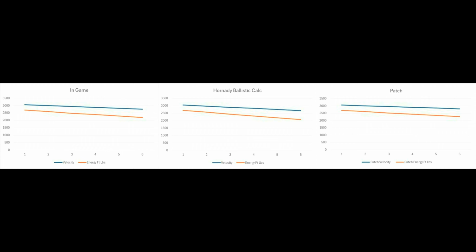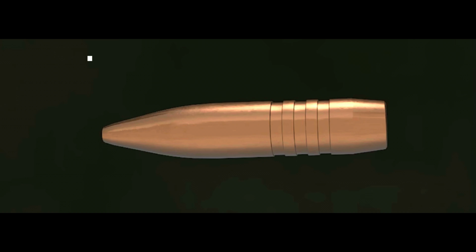For the Hornady Ballistics calculator, I took the BC of the bullet, and I don't know what they're using for atmospheric conditions, but I just put in some basics, and that's what I got. And you can see it's pretty damn close. And after the patch, not that big of a change. So this is for a G7 bullet in a ballistic calculator. Pretty freaking good, right? I can't see where you can get any different than that.